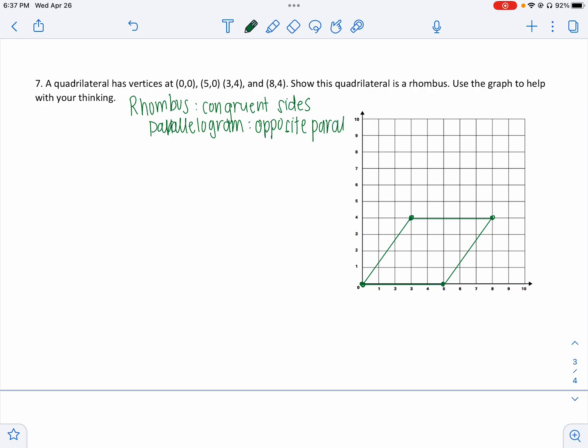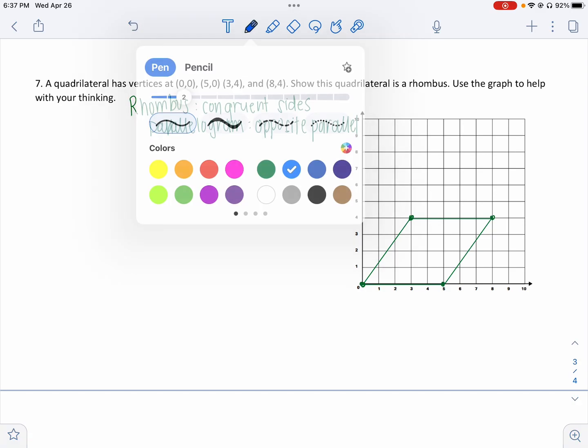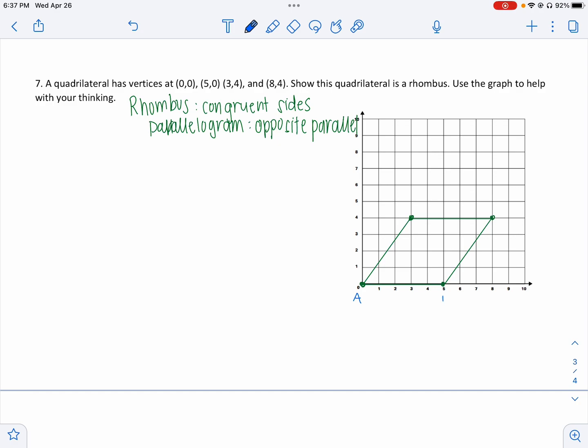So in order to show that this is a parallelogram, we have to show that the opposite sides are parallel to each other, but that the sides are also congruent. So I'm just going to label each vertex as a letter, so that if I draw out a table and I want to talk about each segment, I can find each segment's slope to see if it's parallel, and I can also find each segment's length.